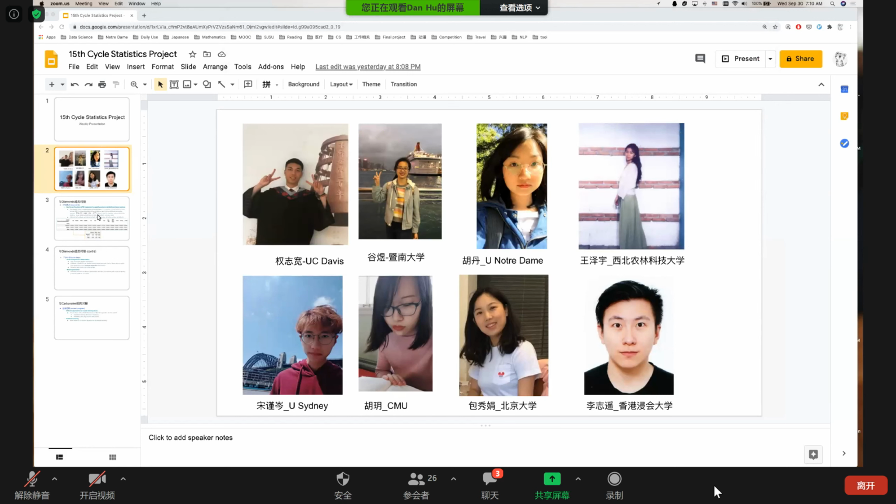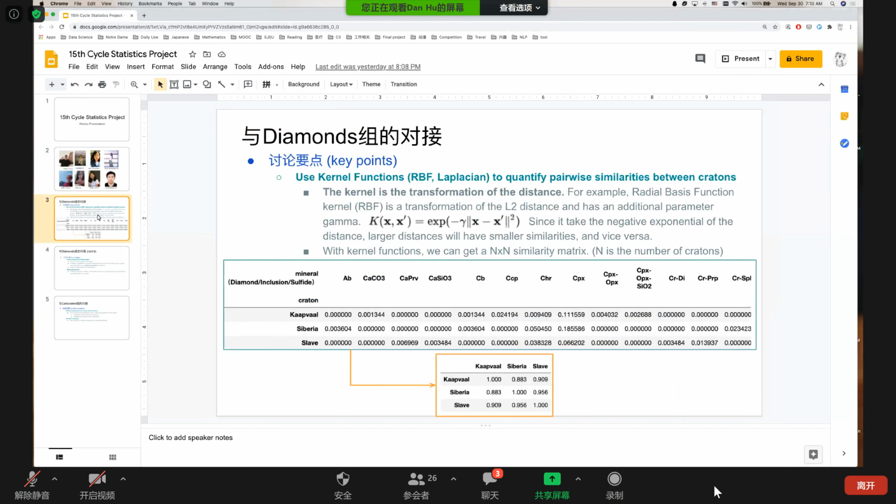Okay, so here are my team members. This week, we already had a joint meeting with Diamond's team two days ago or one day ago, I don't remember. The major topic they're interested in is how to measure similarities between different cratons. One approach I came up with is to use kernel functions to quantify pairwise similarities between cratons.